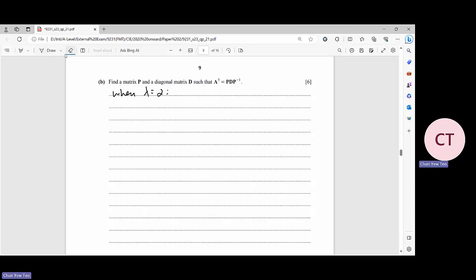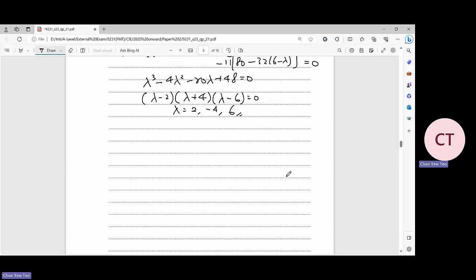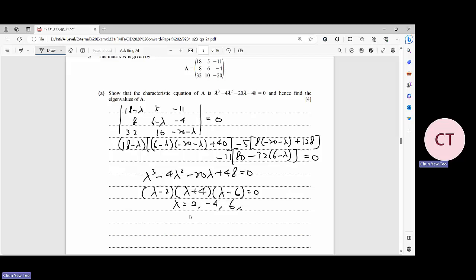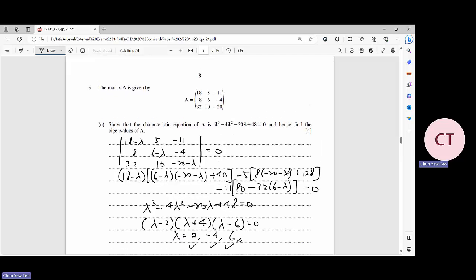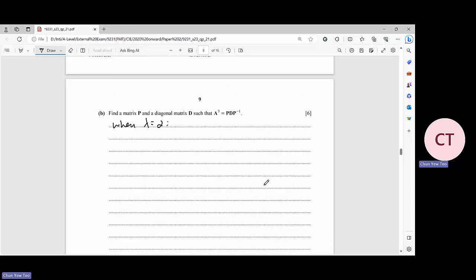Okay, because we have 3 eigenvalues, right? 2, negative 4, and 6. So we just need to substitute each lambda inside this matrix to form a new matrix. So A minus 2I will give you this matrix.